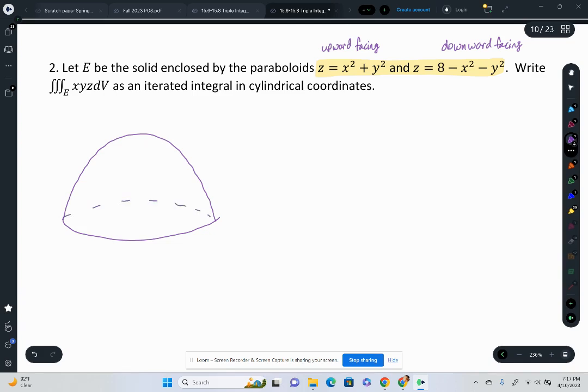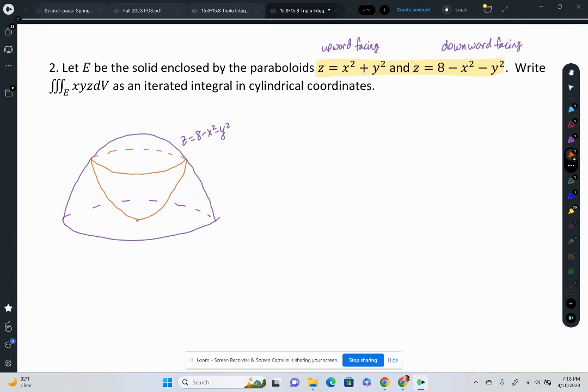Okay, that's my z equals 8 minus x squared minus y squared. And then we have an upward facing paraboloid, and they intersect. Okay, you have to imagine that these paraboloids are actually continuing on forever, but there is a point at which they intersect.